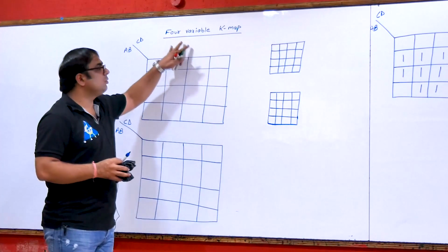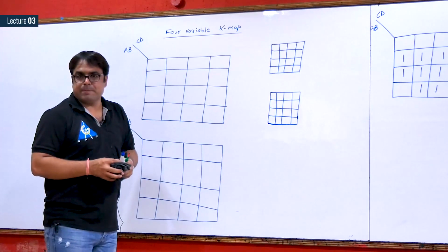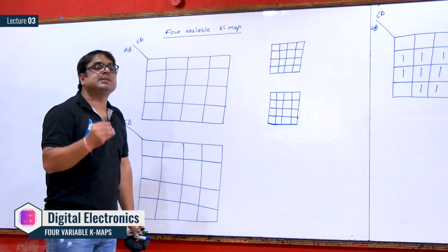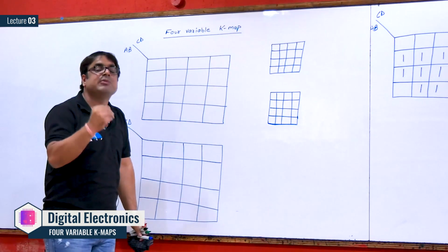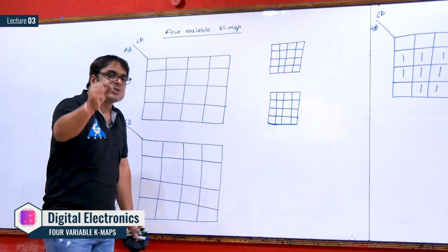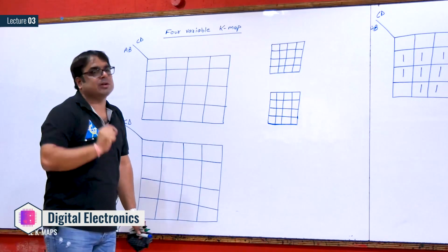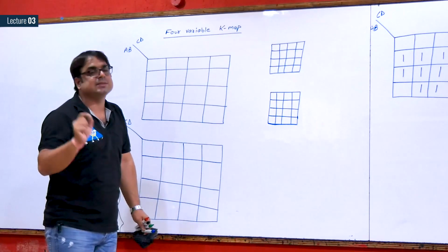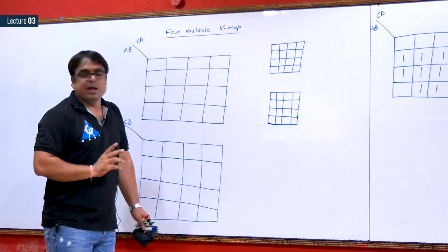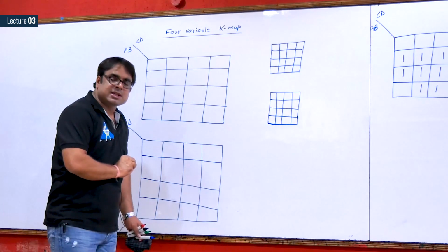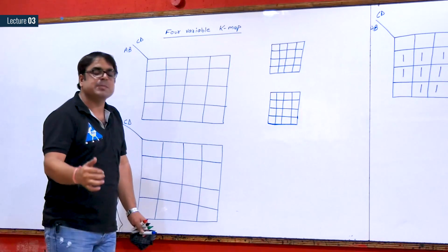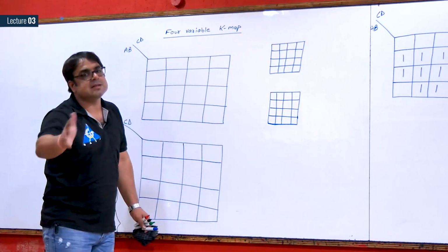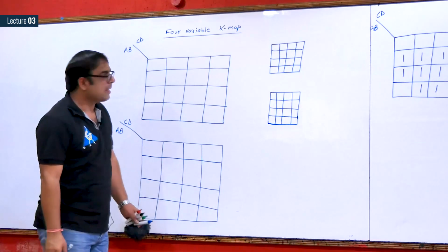Now let us come to 4 variable K-map. After discussing 2 and 3 variable, understanding 4 variable K-map will be very easy. Just only one point which will be crucial here is the cell number. If you understand this point, then it is as simple as 2 variable, or it is as simple as 3 variable again.